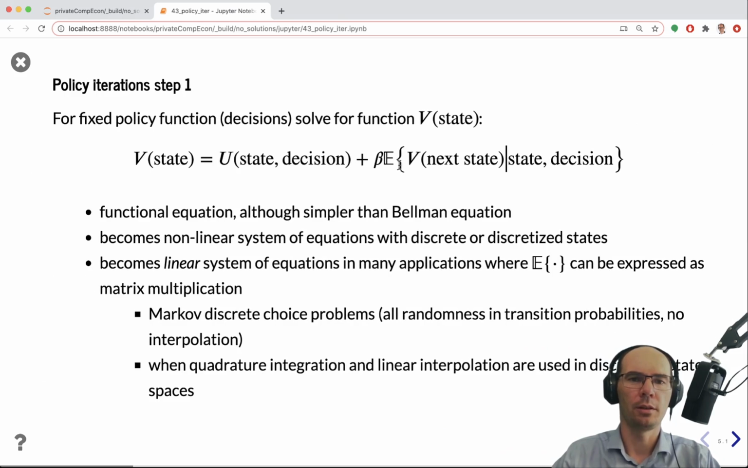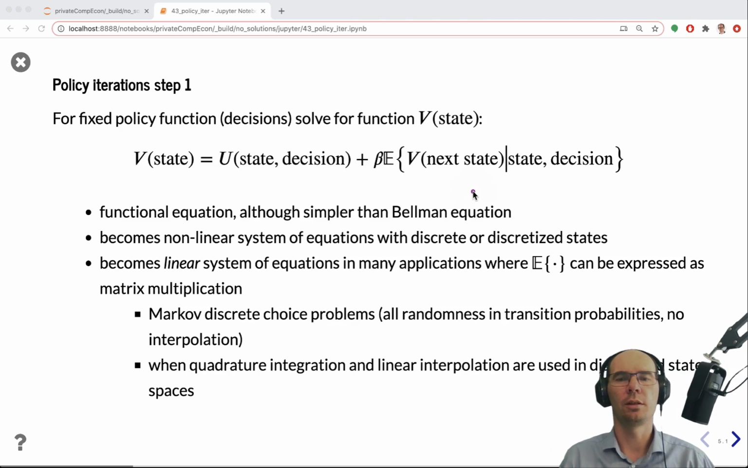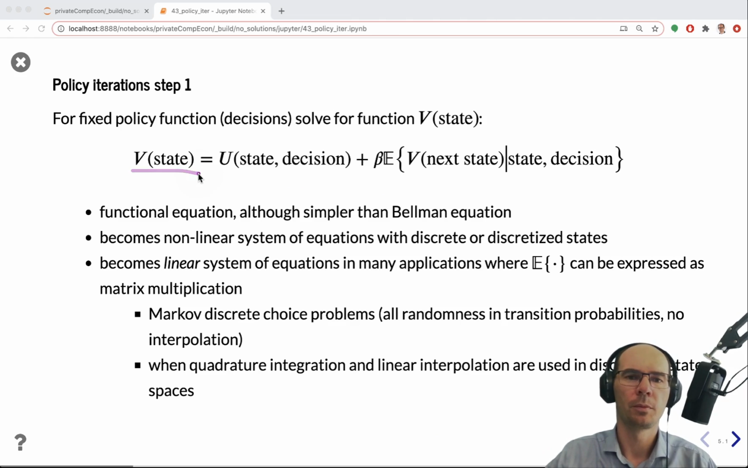Okay, so like I said, in the policy iteration method, the first step is to basically drop the maximization on the right-hand side of the Bellman equation and solve this new, simplified Bellman equation for the value function. And this is essentially finding the value of applying a particular policy, particular decisions, over and over again, forever. This is an infinite horizon problem.